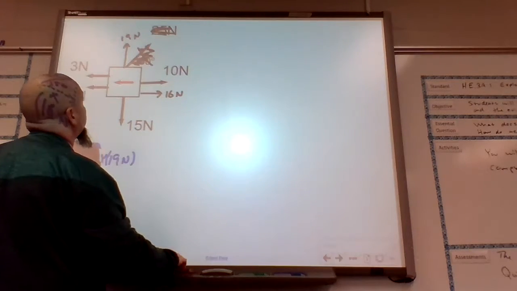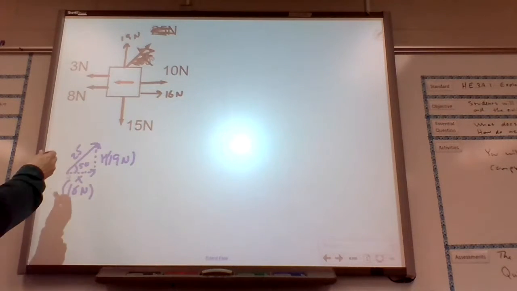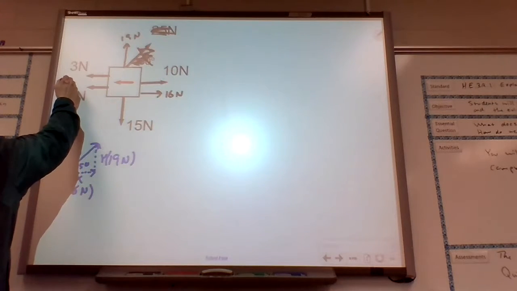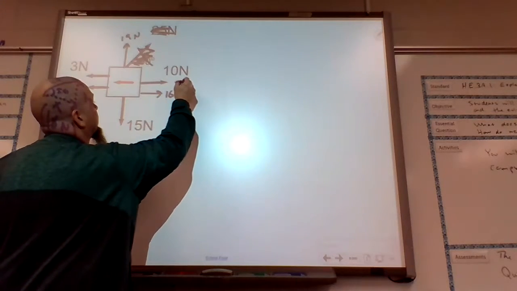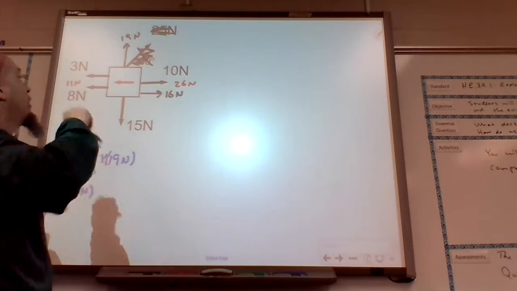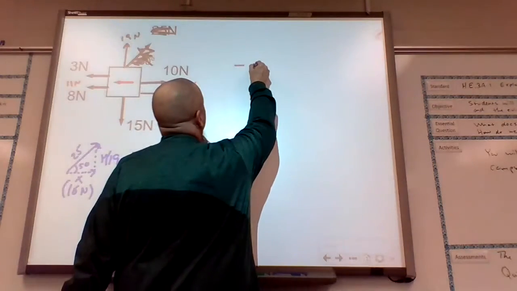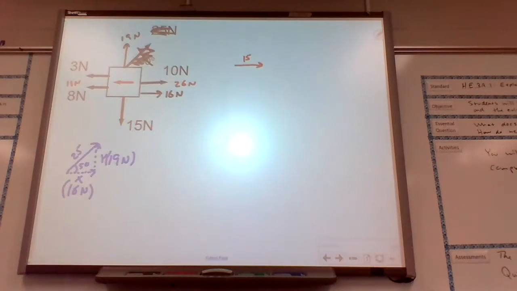Now, given that, I can reevaluate my forces, simplify all my forces. On this side, I have 11 newtons in this direction. Over here, I have 26. I will subtract those two, and I will end up with 15 to the right. And it doesn't matter if you do the horizontals first or the verticals first. You'll get the same answers and angles regardless.